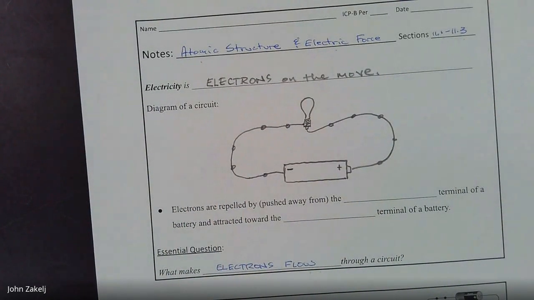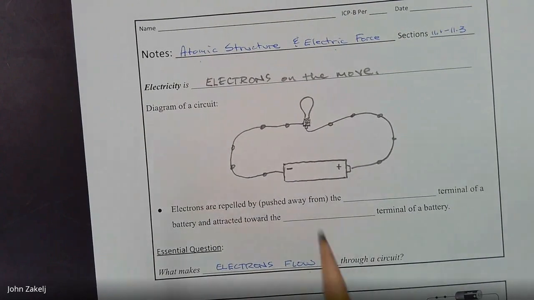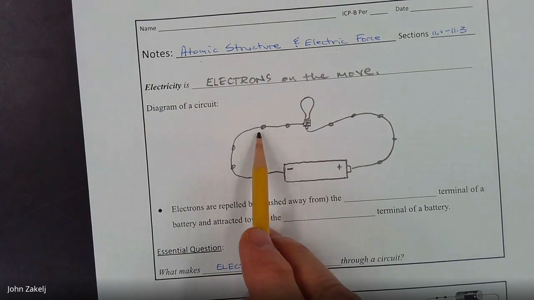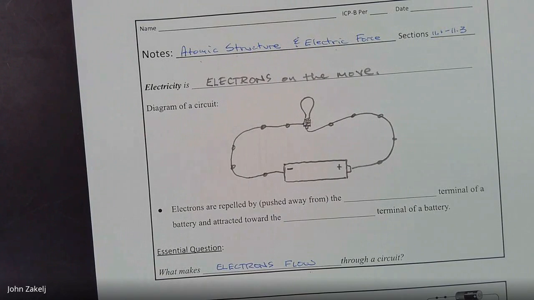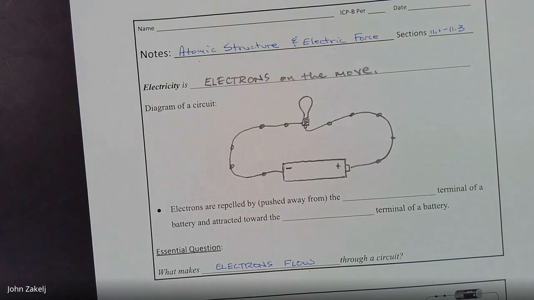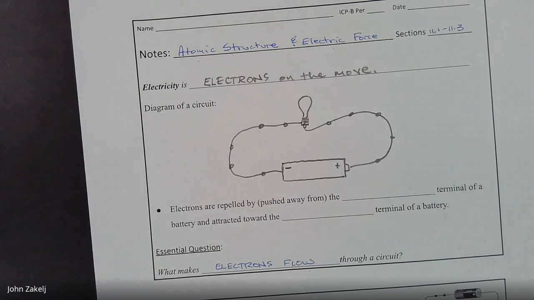But those electrons are going to be moving, and they're going to be moving in a particular direction. To understand which direction they're going to flow, you need to know a few things about electrons. For example, they are negatively charged. You also need to know one of the basic rules of electric force, which is that opposite charges attract each other, and like charges repel each other or push each other away.